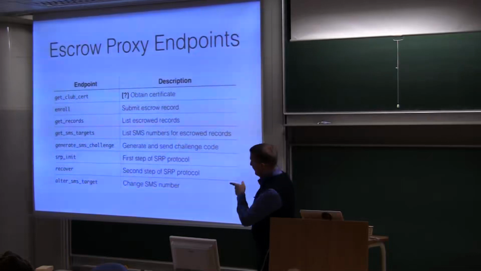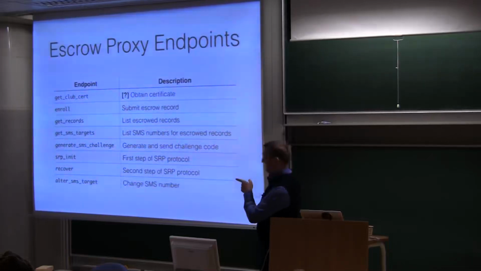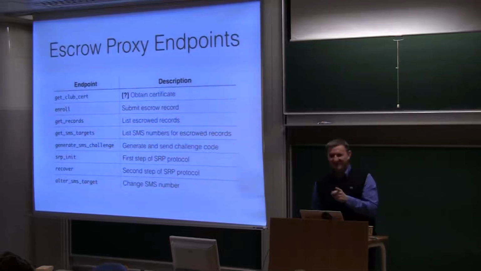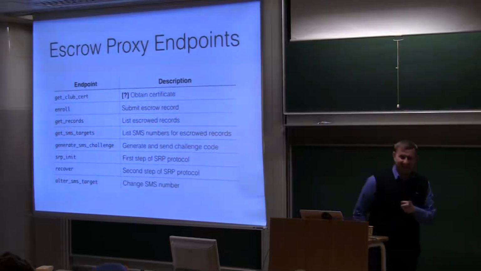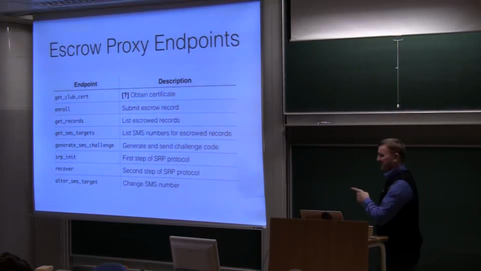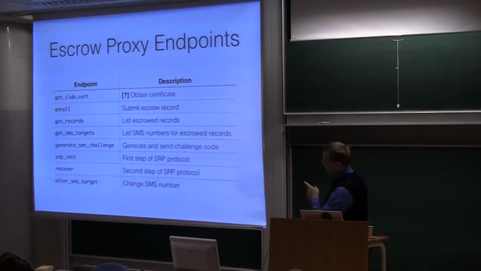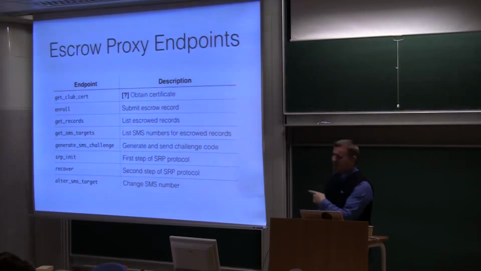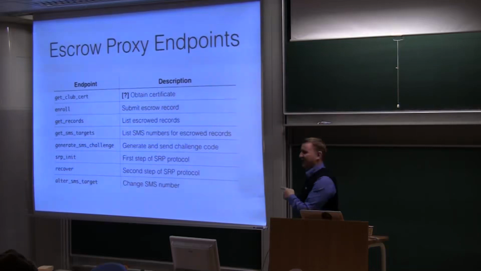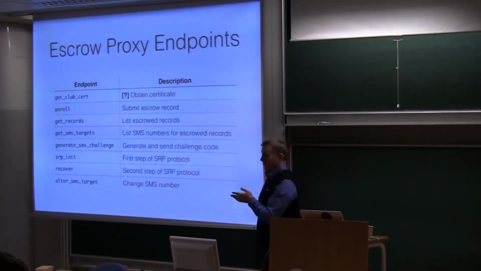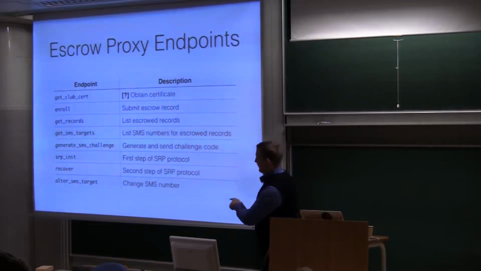The last one is funny. Alter SMS target. It enables you to change the phone number to which the SMS will be sent. This is not exposed anywhere in the UI, but I have a Python script that can do this. So this actually leads me to believe that this SMS has nothing to do with two-factor authentication at all. So this might be some sort of rate limiting or whatever. I don't know.